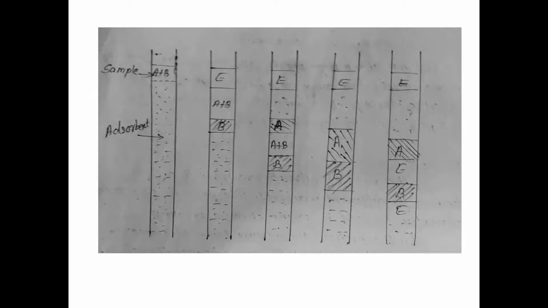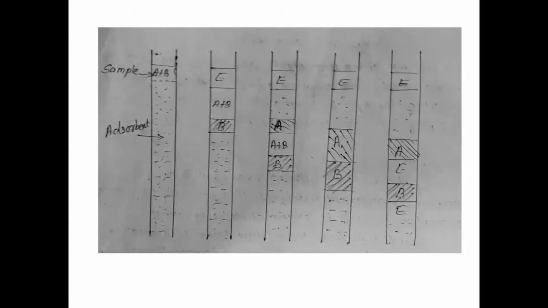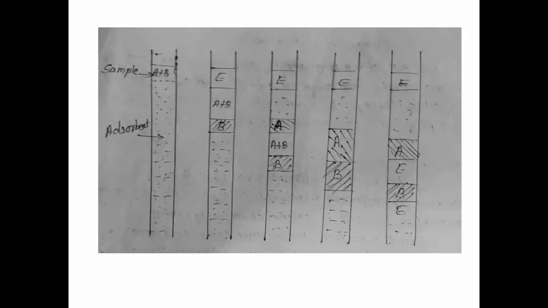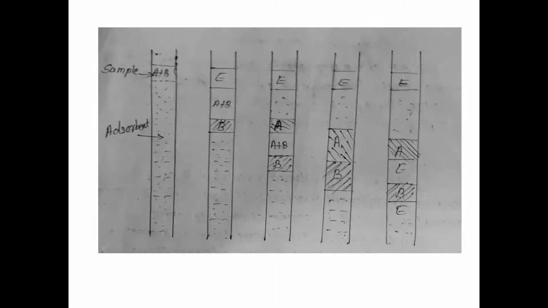See here, suppose there are two samples, A and B, and this is the adsorbent, that is the stationary phase. If we add eluent, that is the mobile phase, a solvent, then A and B pass over this stationary phase. As B is less adsorbed, B goes down first, and A is strongly adsorbed, so A remains behind. After continuous passing of the mobile phase over the stationary phase, the components start to separate. B separates first, as it is weakly adsorbed, and A is strongly adsorbed.